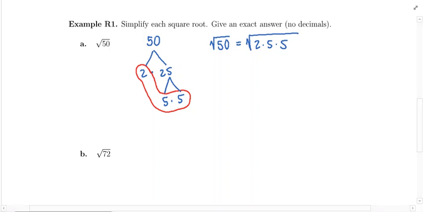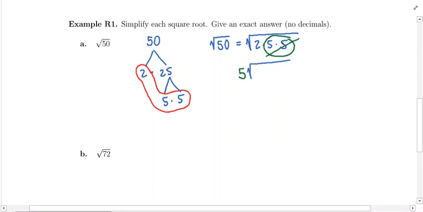What you do is look underneath the square root for any pairs of numbers. I see a pair of 5s. So I circle my pair, and then I take one of the 5s out. One of the 5s comes out, not both. And since I used them, I'm going to cross them off because I no longer need them.